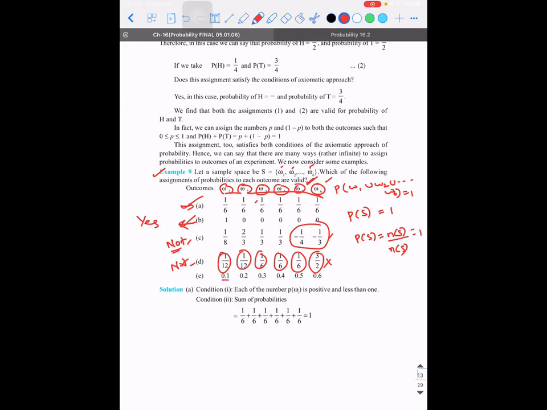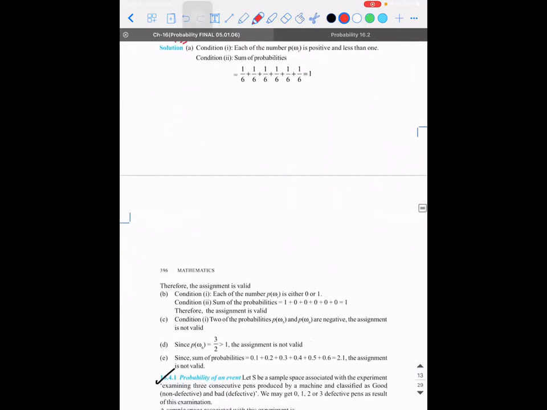0.1, 0.2, 0.3, 0.4, 0.5, 0.6. If you look at them, every probability is less than 1. But the sum is greater than 1, sir. So this is also not a valid scenario. Am I clear in this problem? Is there anyone having a doubt? No, sir. No doubts.